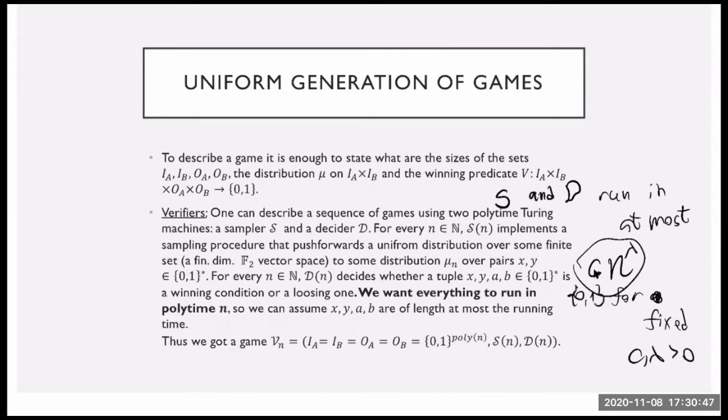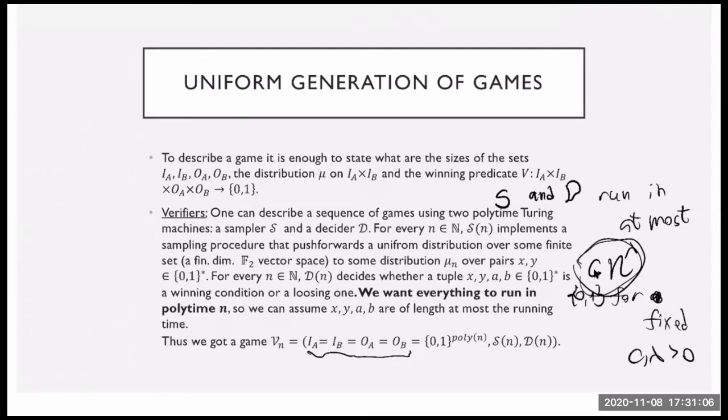Right? So we can just assume a priori that IA is equal to IB is equal to OA is equal to OB, which is just all the strings of length at most polynomial in N, and actually this specific polynomial in N.